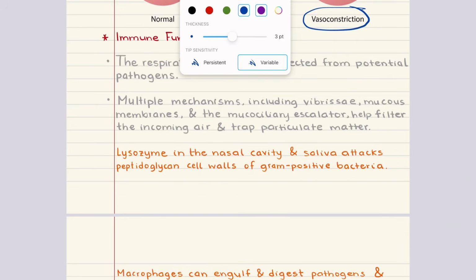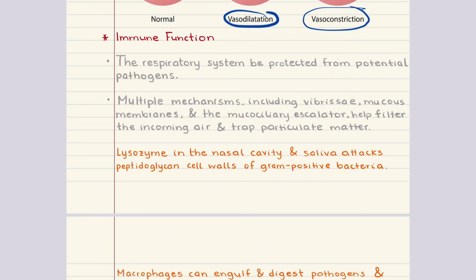Every time we inhale, we bring in not just air, but also dust, pollen, bacteria, and other potential pathogens. So the respiratory tract is equipped with several defense mechanisms to protect us. First, the nasal cavity is lined with vibrissae. These are tiny hairs and mucous membranes that together help trap larger particles.